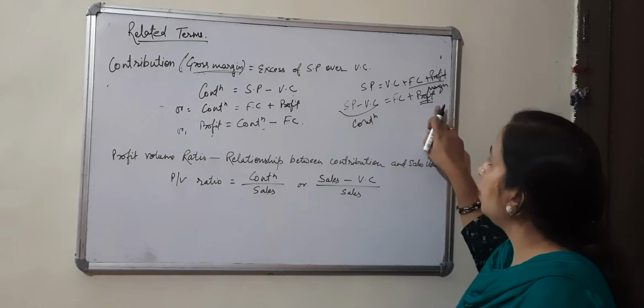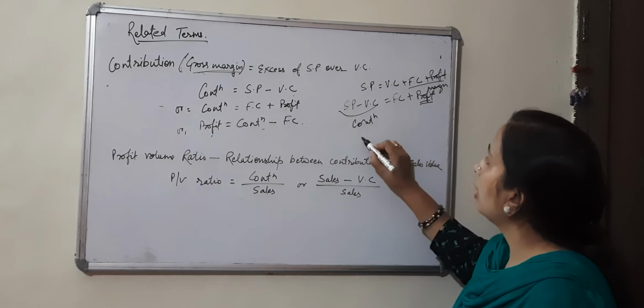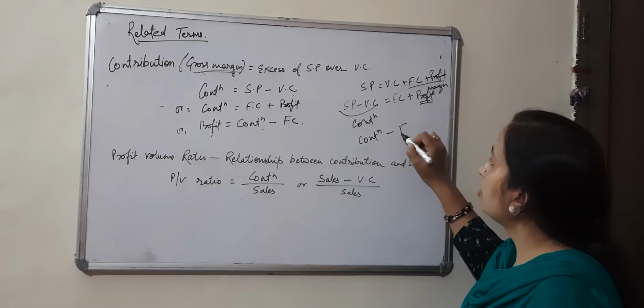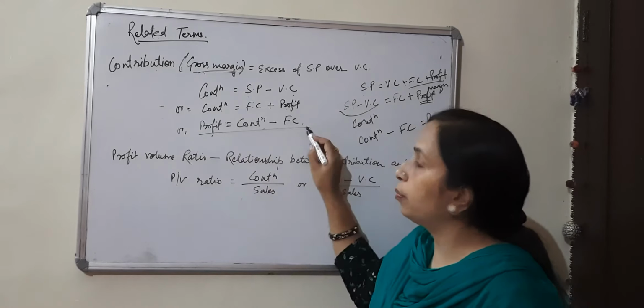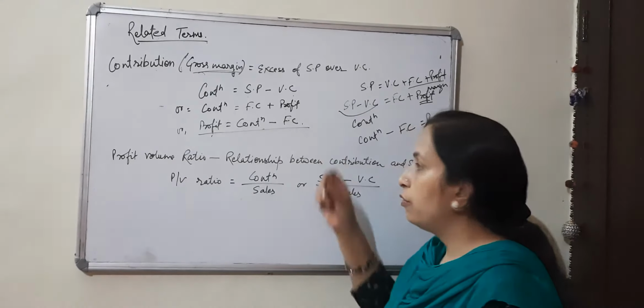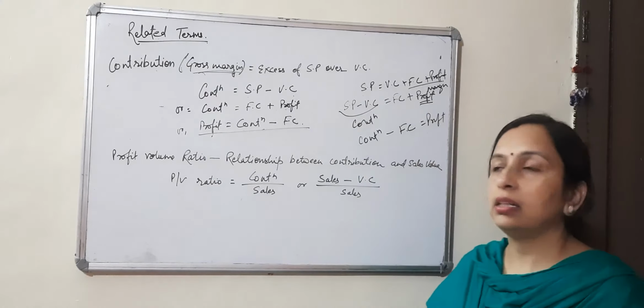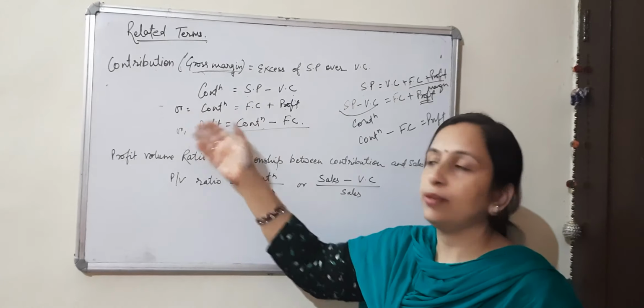Now how will I calculate profit? We can deduct: contribution minus fixed cost is equal to profit. So this is written here, profit is equal to contribution minus fixed cost. So this is one of the related terms. This is very important, contribution.